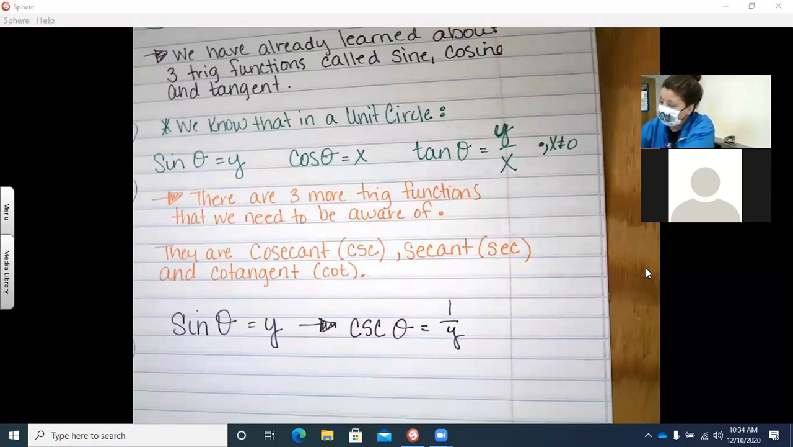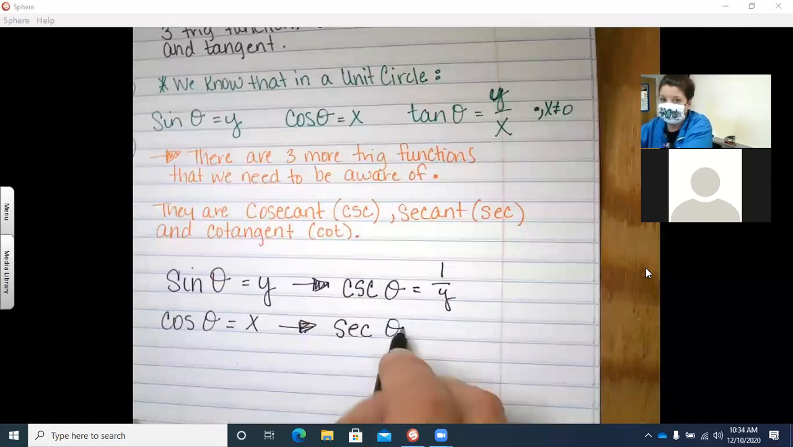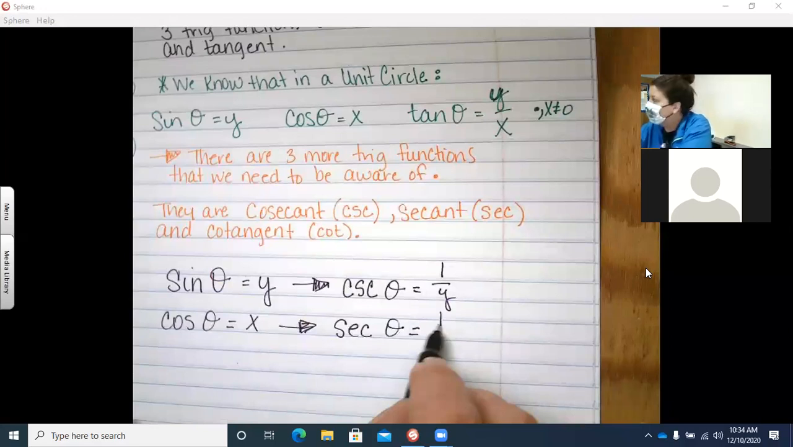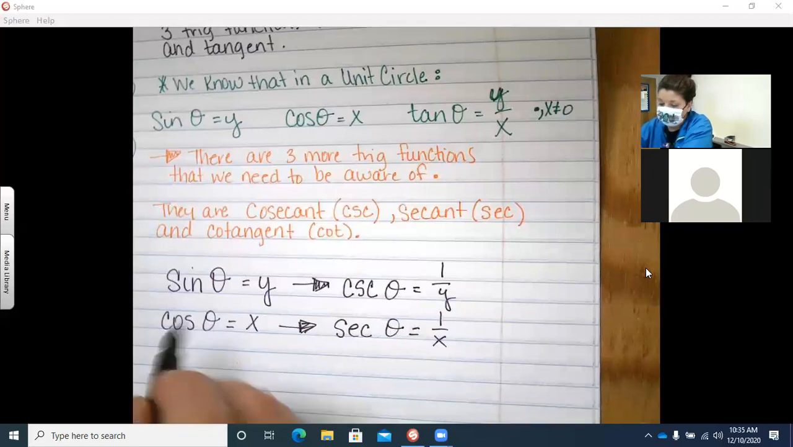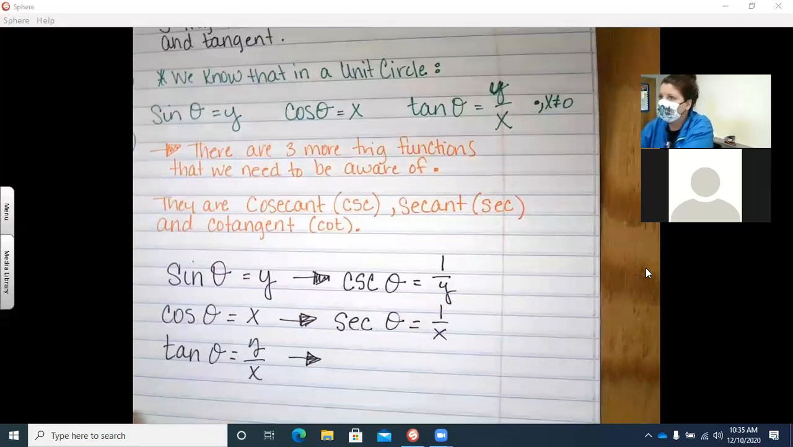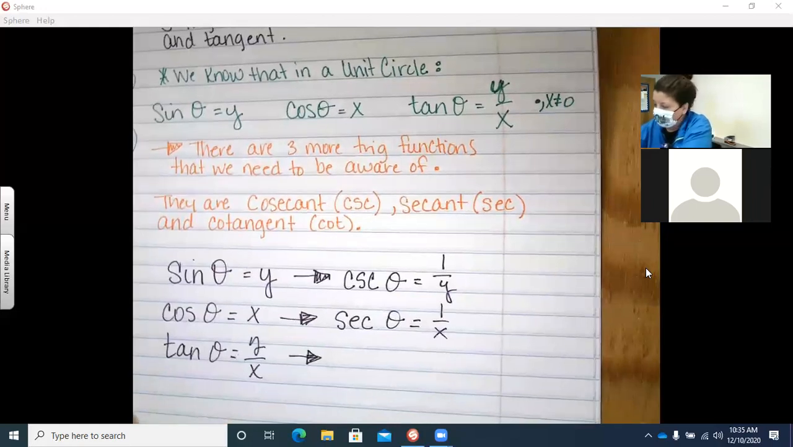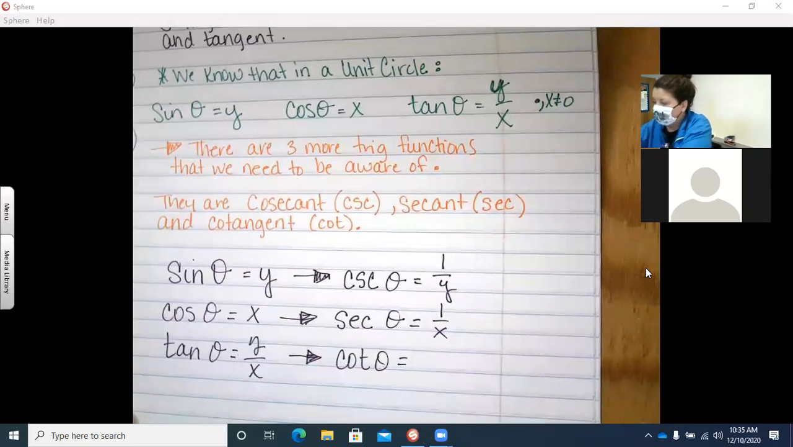We know the cosine of theta is equal to x. Well, the secant of theta, what do you think that is? 1 over x. I wish cosine and cosecant went together, it'd be easier to remember, but it doesn't. Sine and cosecant go together, cosine and secant go together. And then tangent does go to cotangent. So we know that the tangent of theta is y divided by x. The cotangent, I keep saying inverse, I mean to say reciprocal. The cotangent of theta is the reciprocal of tangent. So instead of y divided by x, it's x divided by y.